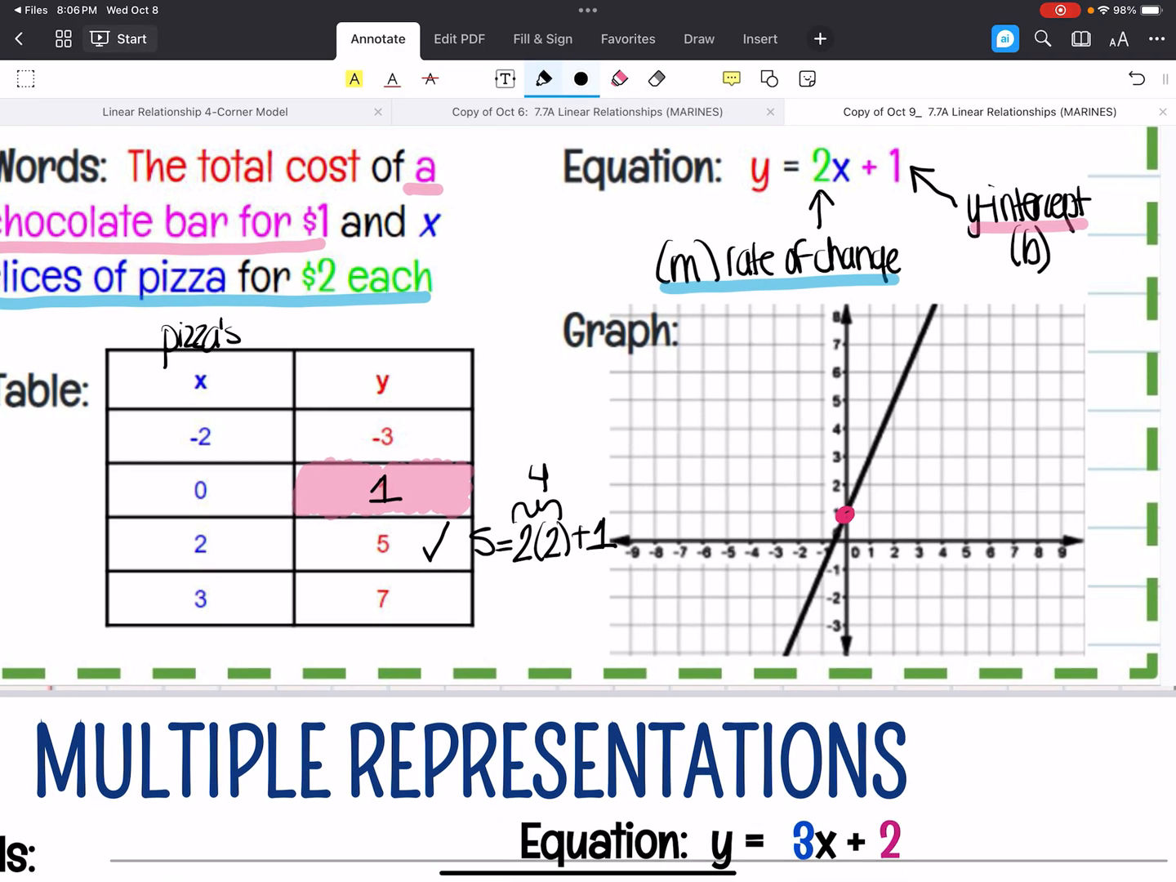Now I can check the next one, replacing x with 3 this time. What if you want to buy 3 slices of pizza? Well, 2 times 3 is 6, plus 1 is going to give you 7.